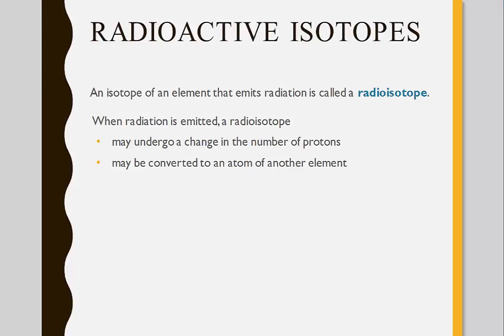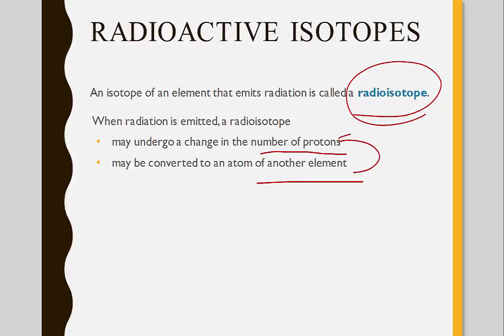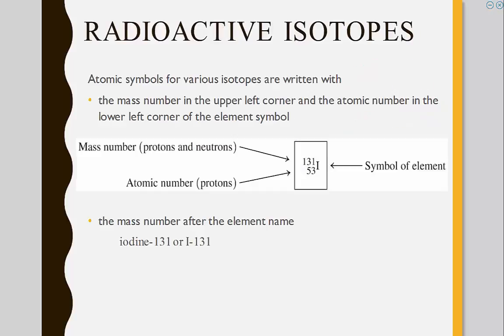An isotope of an element that emits radiation is called a radioisotope. When radiation is emitted, a radioisotope may undergo changes in the number of protons, or be converted from one element to another. So you're changing what element it actually is because the protons are changing. The protons always dictate what element it is. That's not going to happen all the time, but it does happen frequently.